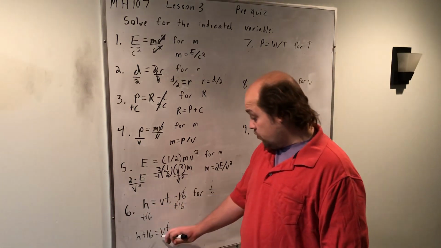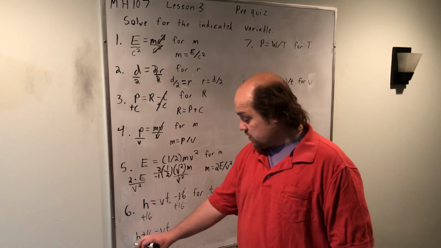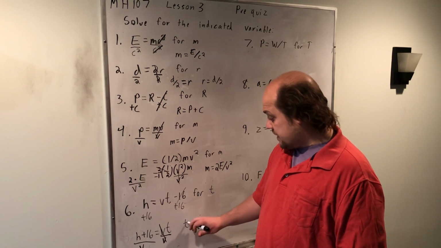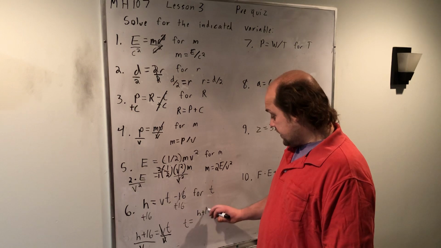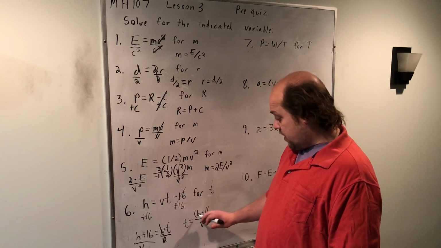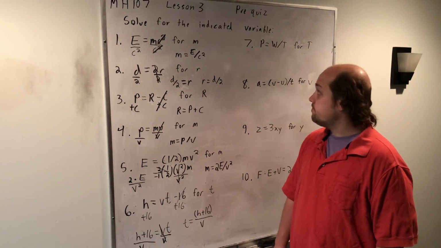Now to get t alone, we're going to divide by what it's being multiplied by. It's being multiplied by v, so we're going to divide each side by v. That leaves me with just t equals, on top, h plus 16, on bottom, v. Probably want to write it as parentheses h plus 16 divided by v.